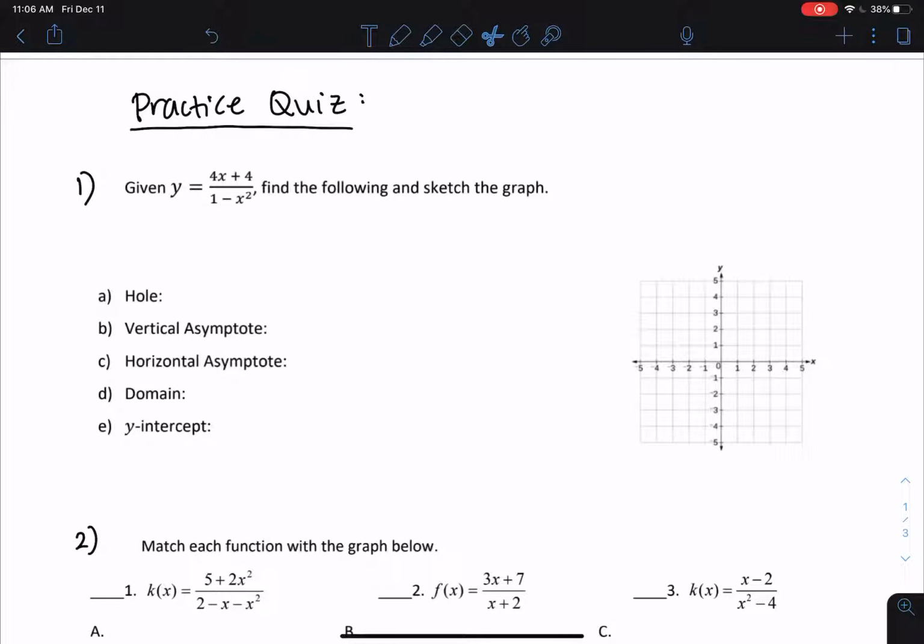Let's work through this practice quiz together. The first question gives me a function y, or I could say f of x, equals 4x plus 4 over 1 minus x squared. We want to graph and sketch it. So let's rewrite it over here, but I'm going to go ahead and factor it right away.